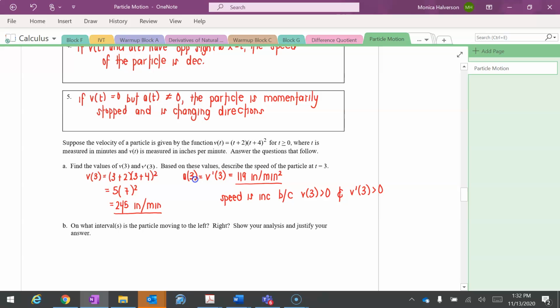Okay? So now you can answer the next question. On what interval is the particle moving to the left? On what interval is the particle moving to the right?